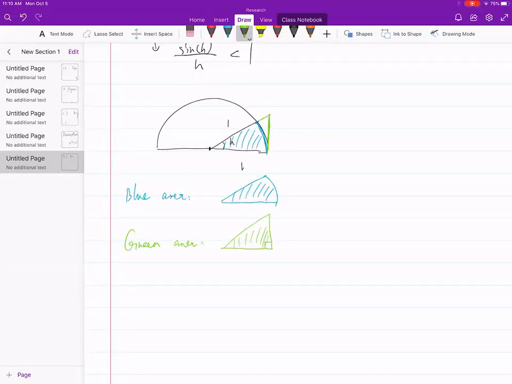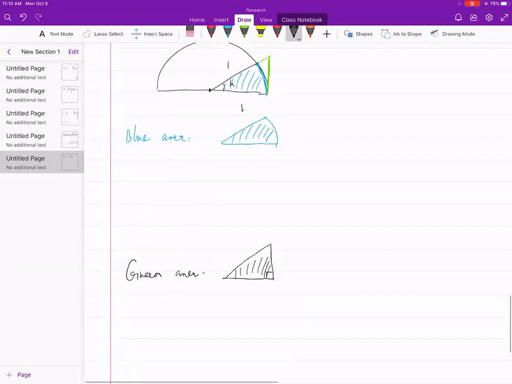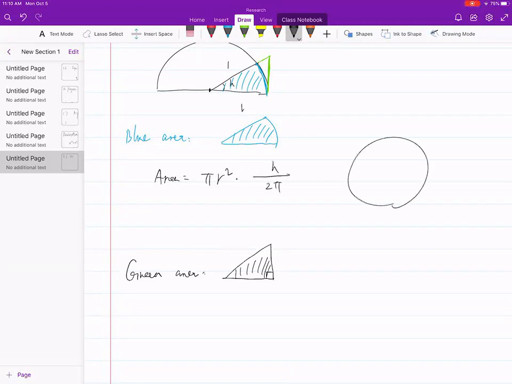Okay, that's what we're trying to do next. Let's do some simple calculations. Number 1, for the blue area. Well, the area is given by pi r squared, which is the whole circle, times the proportion of this sector, which is h over 2 pi, as we did before. This is pi r squared, and this is just one piece.